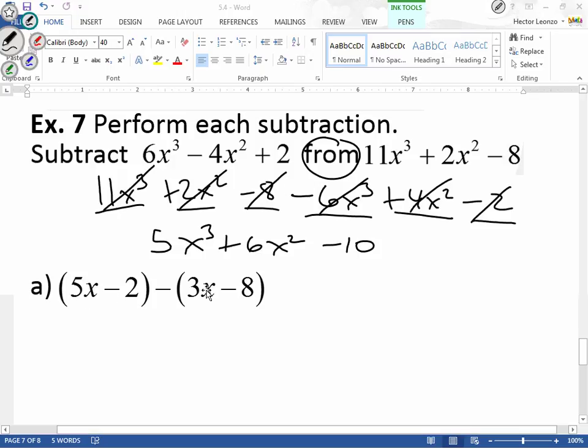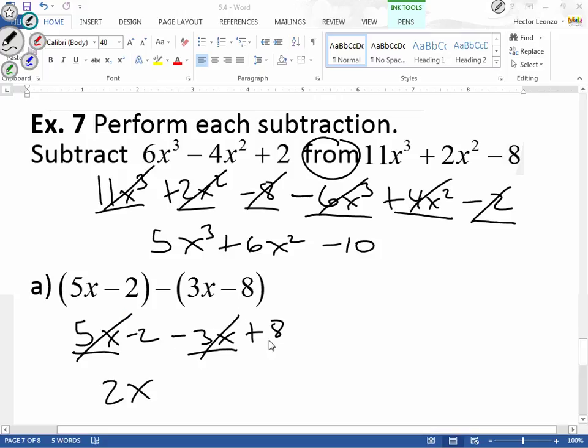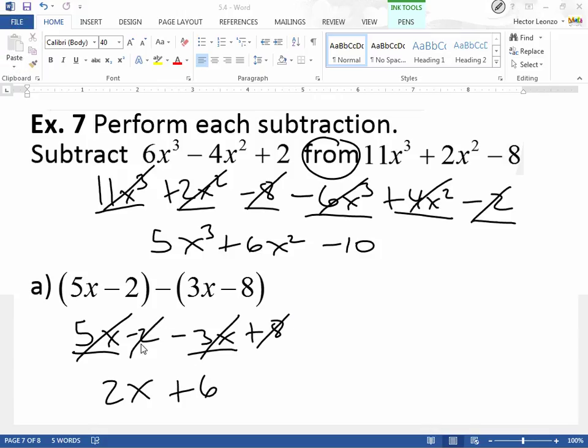Now looking at this other example here, let me write my first polynomial as 5x minus 2. Because I have a minus, change the signs of each term on the second polynomial. So I'm going to go minus 3x plus 8. So my highest exponent that I see is x. When I combine my coefficients, 5 minus 3, that gives me 2. Now I have negative 2 plus 8. I'm going to call that 6. Cross them out. I notice I use all my terms, so I'm okay.